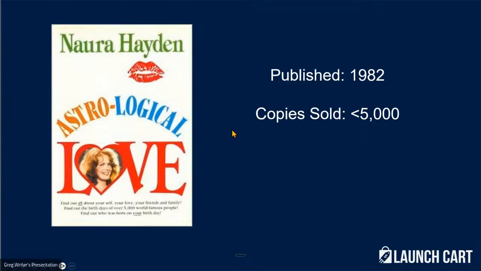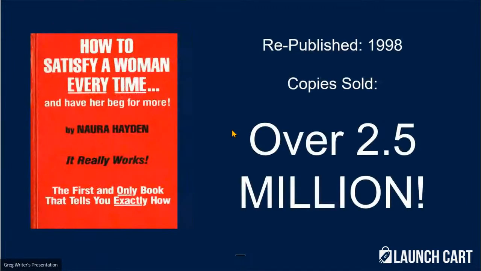Okay. Then a wicked smart marketer got a hold of it, changed the title, How to Satisfy a Woman Every Time... and Have Her Beg for More, by Nora Hayden. It really works. The first and only book that tells you exactly how. Republished in 1998, sold over 2.5 million copies. You guys get it? Titles matter. Words matter. And we're not smart enough to figure it out.